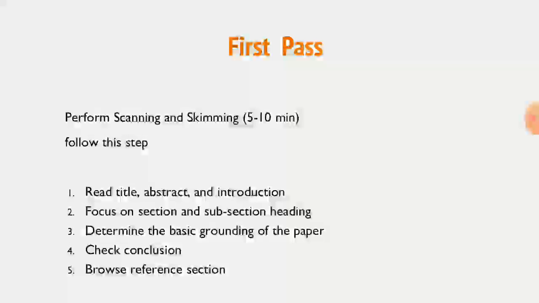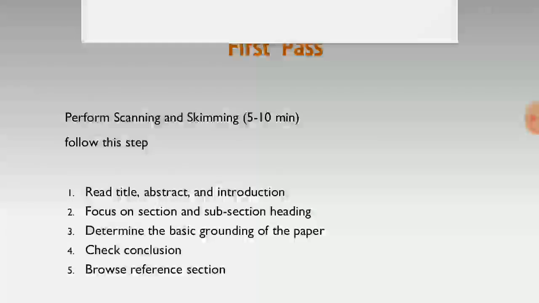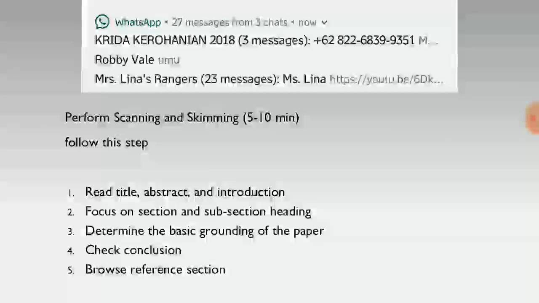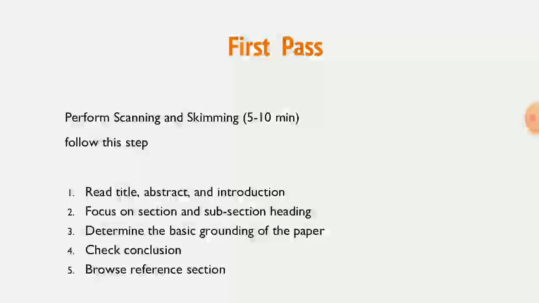Alright, next we're going to talk about Keshav's three-pass. The first pass focuses on getting an overview of the article by performing scanning and skimming for about 5 to 10 minutes. Then follow these 5 steps. First, read the title, abstract, and introduction with care. Second, focus on section and subsection headings. Third, determine the basic grounding of the paper by looking at all available statistical content within the paper itself. The fourth, read the conclusion. And the fifth, check the references to see if there are some works that you may recognize.